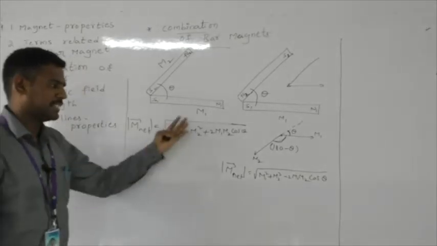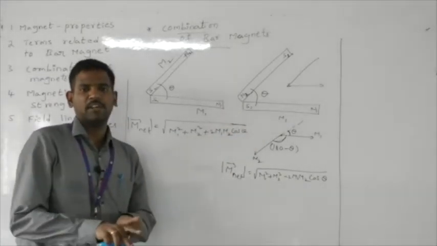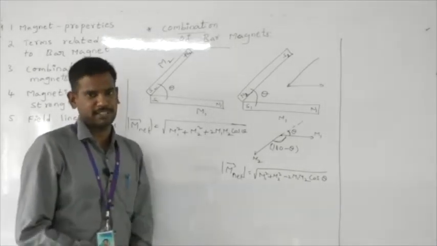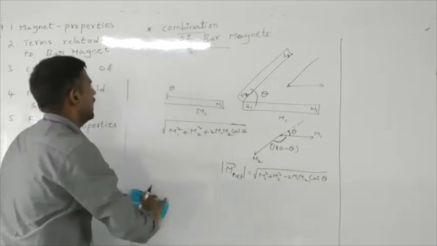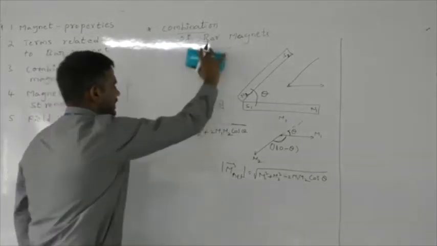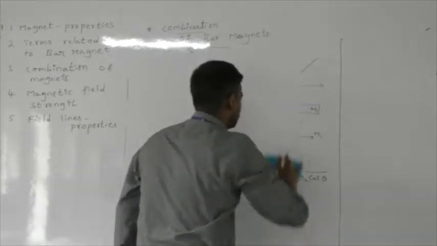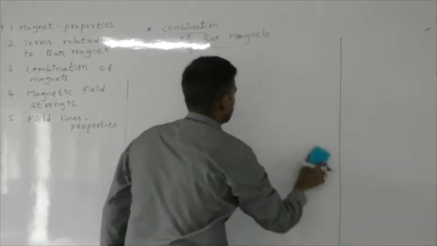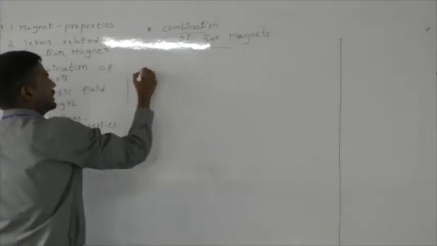Now let us see some applications of the same concept, that is, the arrangement and alignment of bar magnets in different ways. This is the one thing that we have to understand, and let us see these different situations. Let us try to answer this.